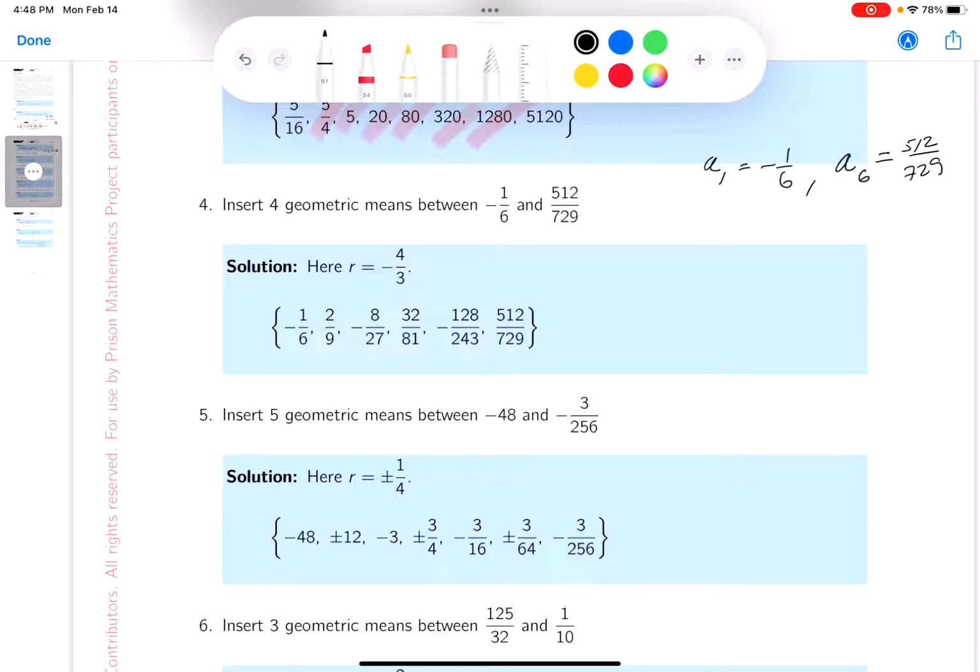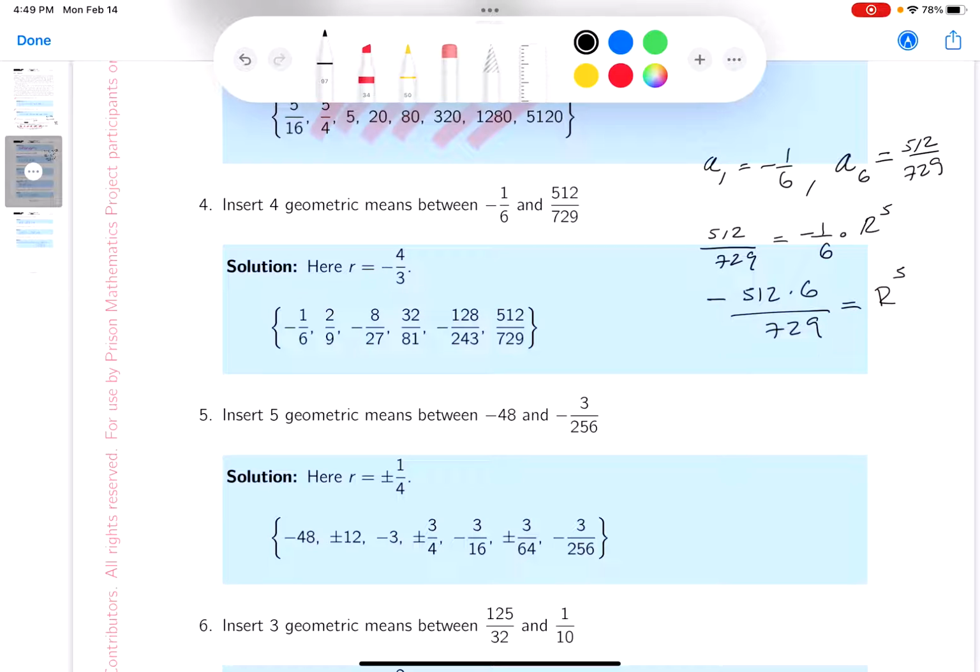All right? So what I'm going to write down now is that formula that I know for the relationship. And that's going to be A6, which is 512 over 729. And that equals minus 1/6 times, now let's take a look at this, it's going to be R5, right? So what do you get over there? I'll write it down. You're going to get minus 512 times 6 over 729. And that equals R to the 5th power.